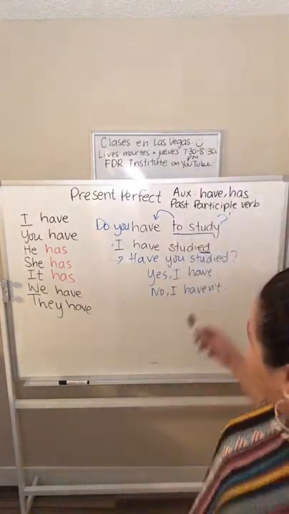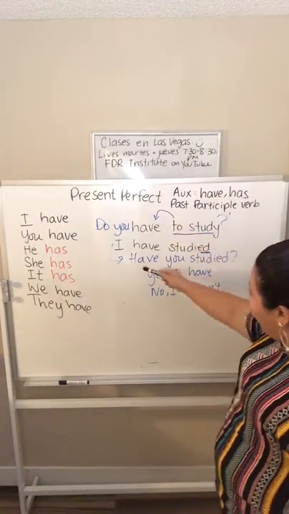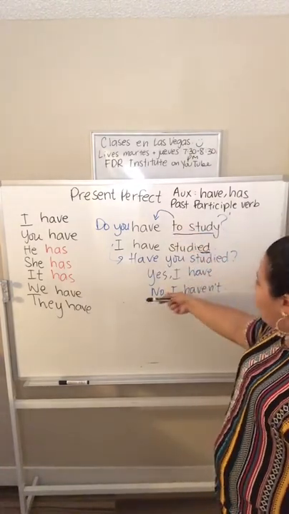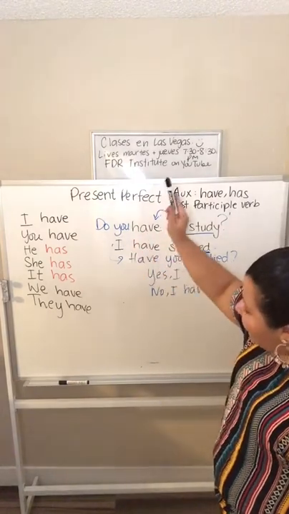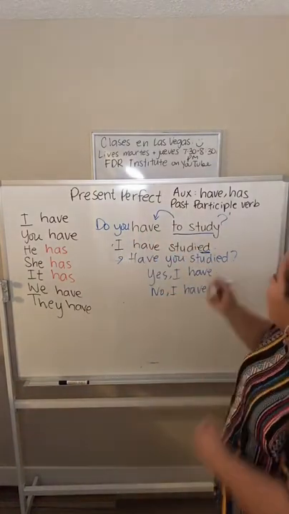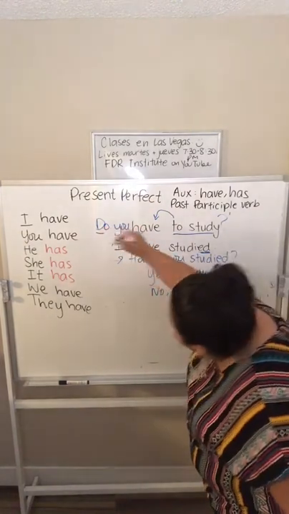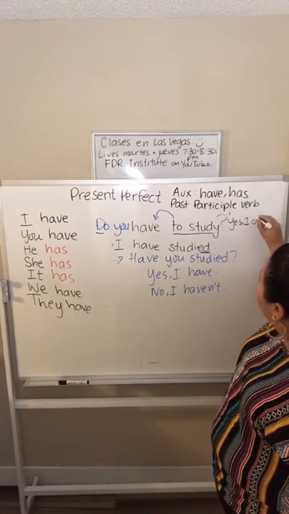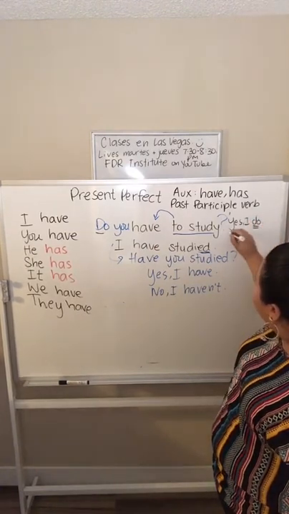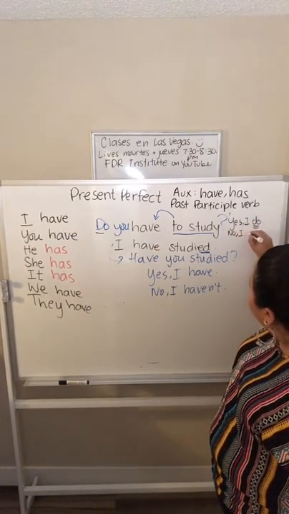Right? Okay. Pero esta, guys, have you studied? Yes, I have. No, I haven't. Pero esta, como no se está preguntando con el have, el auxiliar have, se debe responder con el auxiliar do. Do you have to study? Yes, I do. No, I don't.